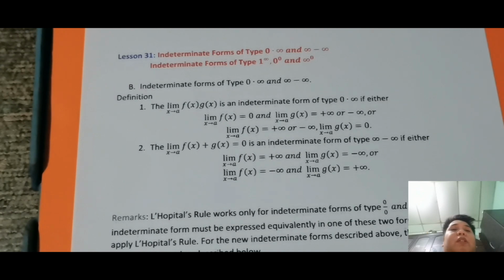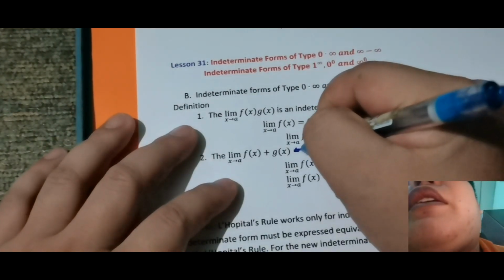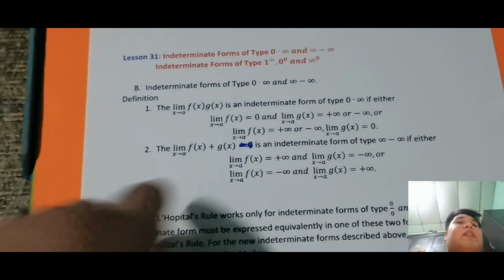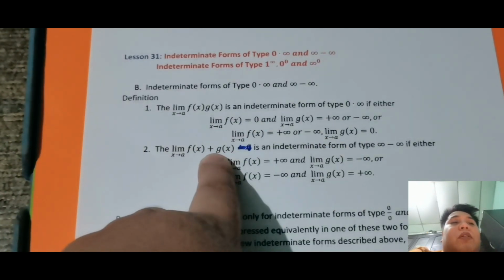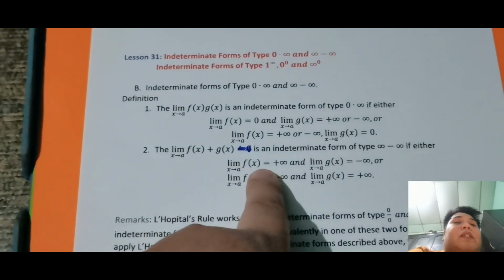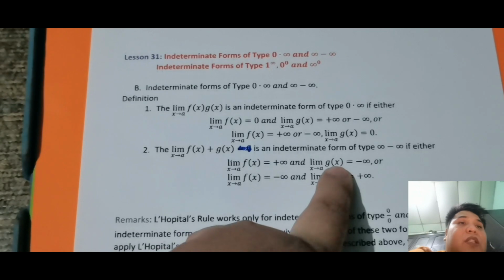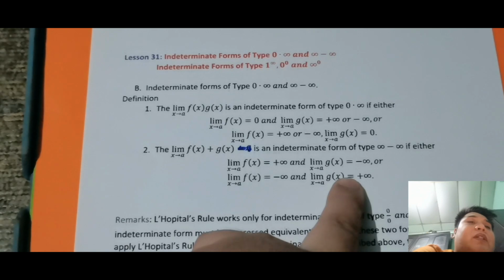Next, the definition. The limit of f of x plus g of x as x approaches a is an indeterminate form of type infinity minus infinity. Bakit ganon? Kasi ganito guys, sa infinity minus infinity, if either limit of f of x is positive infinity, yung limit ng g of x is negative infinity. Yung limit daw ng isa is negative infinity, yung limit ng isa is positive infinity.